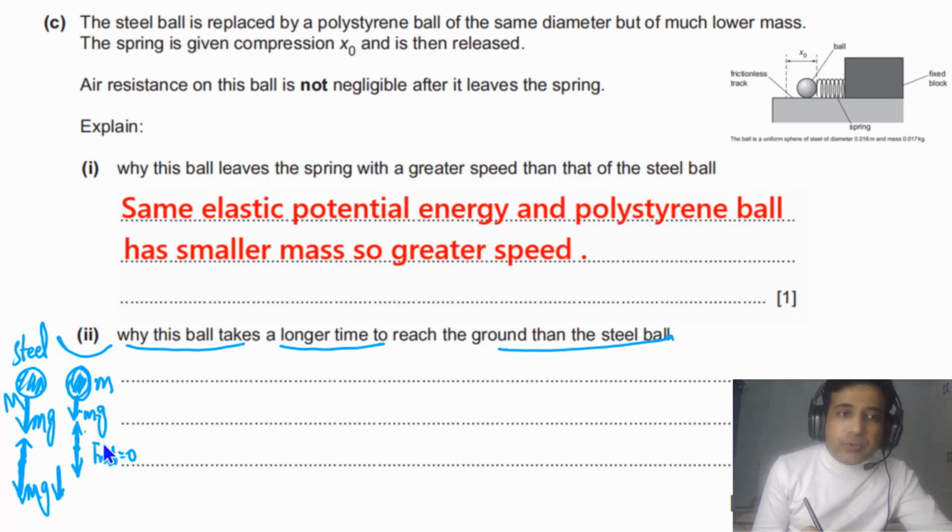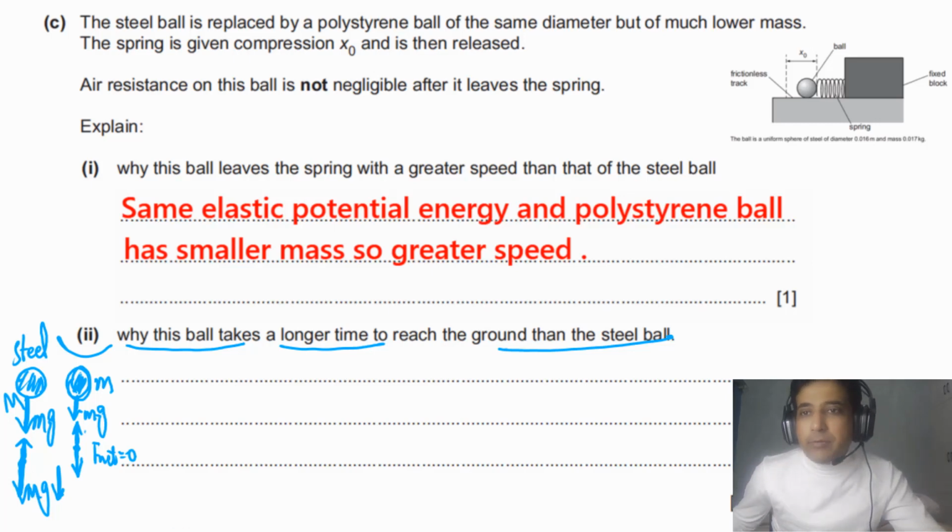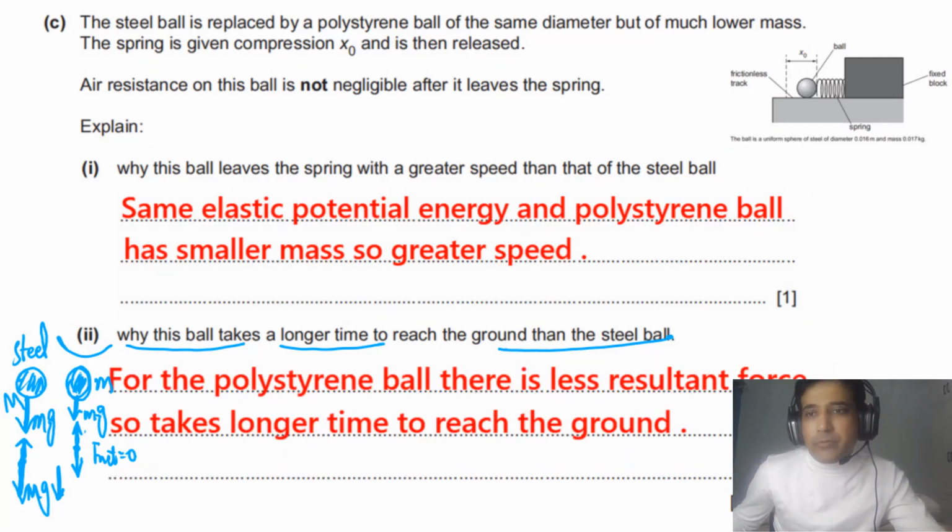So simply, the net force on the second ball is smaller, so this will take longer time to reach the ground, and the net force on the steel ball is greater, so it will take shorter time to reach the ground. Or simply we can say the effect of air resistance on this one is more significant as compared with the effect of air resistance on the steel ball. So if we understand these points, then we can write down our answer.